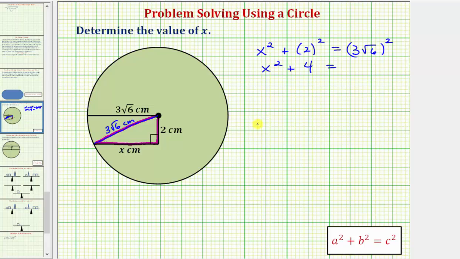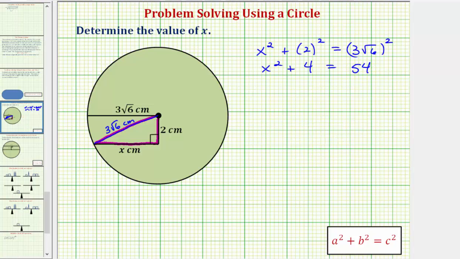3 square root 6 squared is equal to 3 square root 6 times 3 square root 6. 3 times 3 is equal to 9. Square root 6 times square root 6 equals the square root of 6 squared, which simplifies perfectly to 6. So we just have 9 times 6, which equals 54. So our equation is x squared plus 4 equals 54.